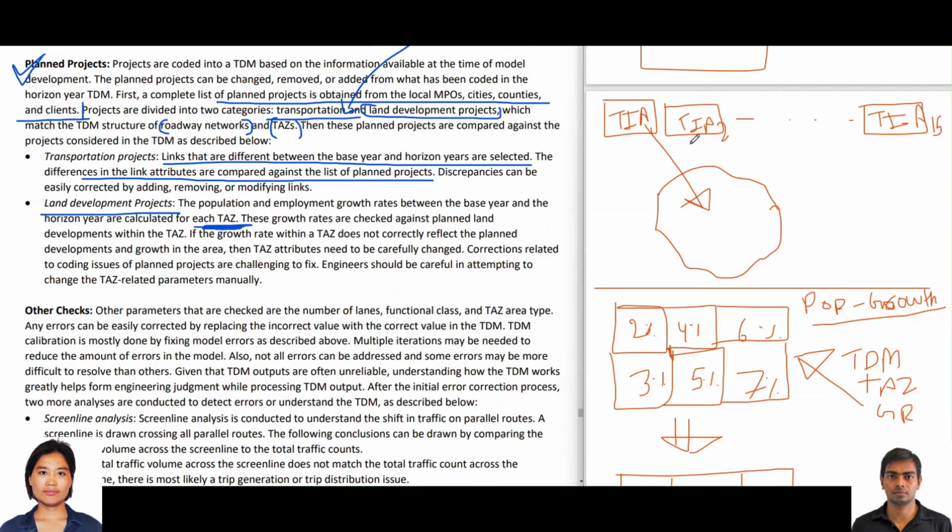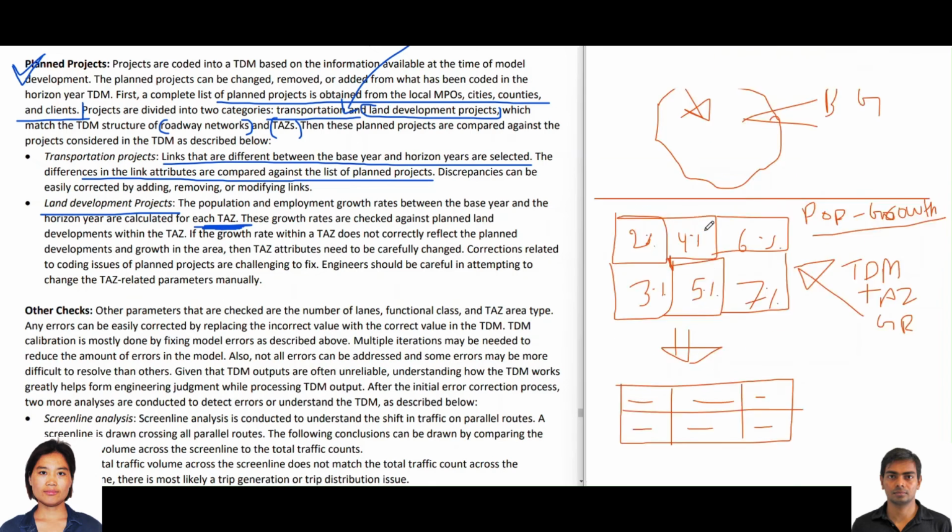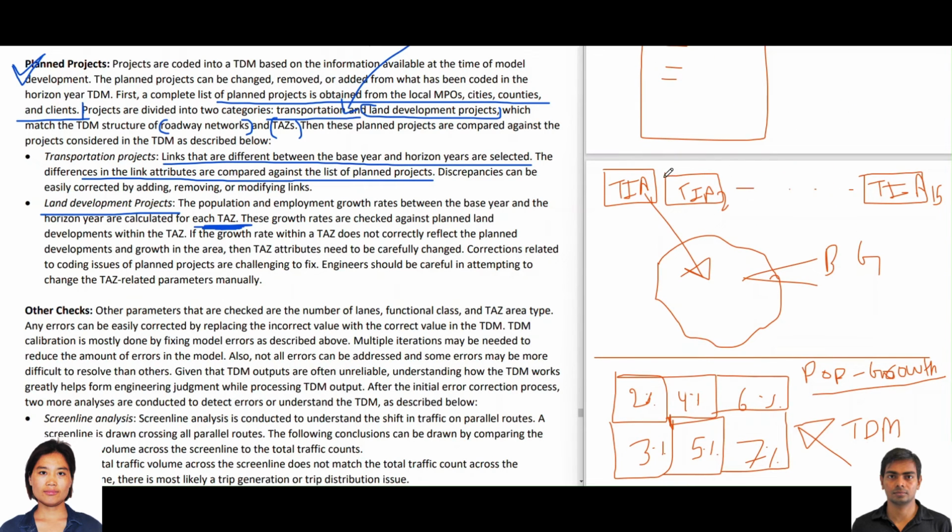So the TIS would have the background growth, and the TIS will also have information on the additional trips that are getting generated. So we can take a guess based on this TIS on how much growth we are expecting and try to see whether this growth is accounted for in these TAZs or not. Let's say this TIS says there is going to be a lot of development and this growth is not accounted for in the TAZs.